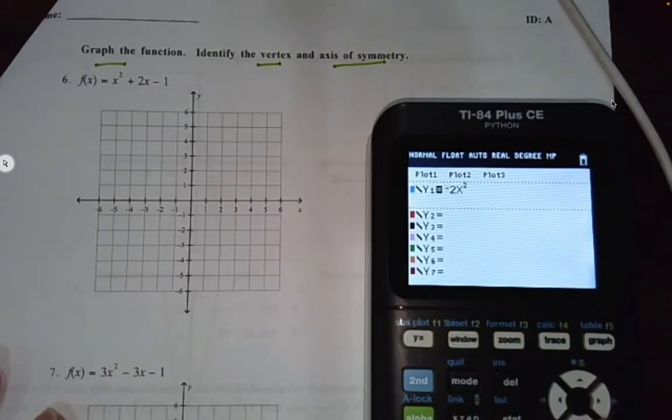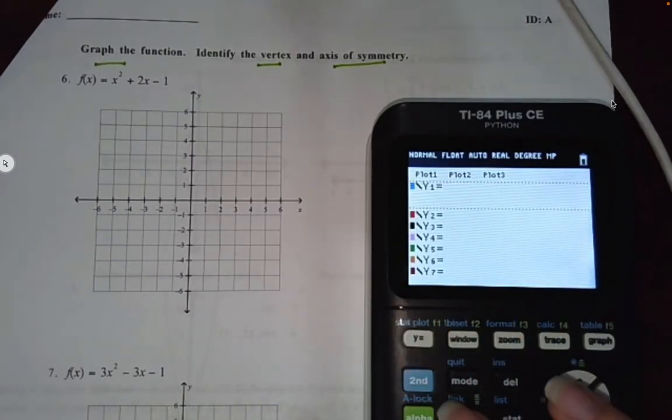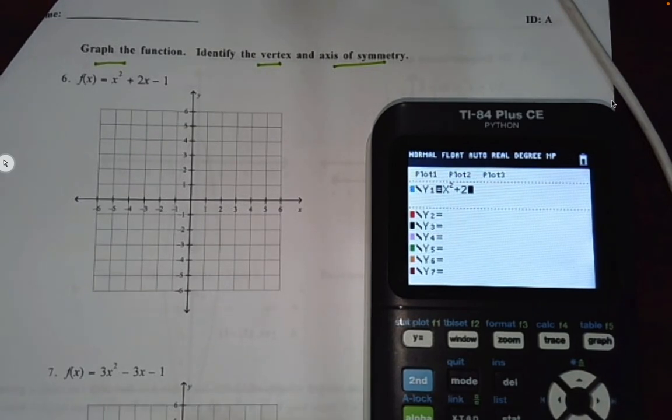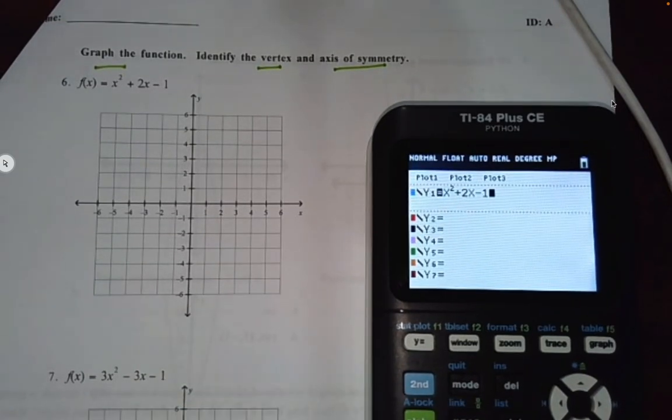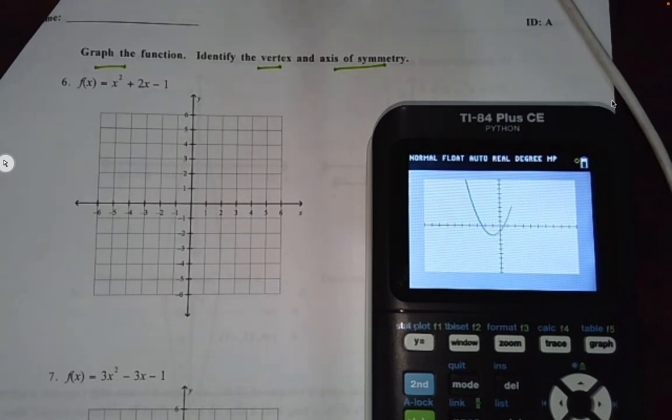So let me graph it. X squared plus 2x minus 1. And I'll press graph. Can anybody tell me where the vertex looks like it's at on this graph? Like, it looks like it's right here. Does everybody agree with that? Okay, so that's what I'm going to look for in just a second. Let me go ahead and graph it, though.